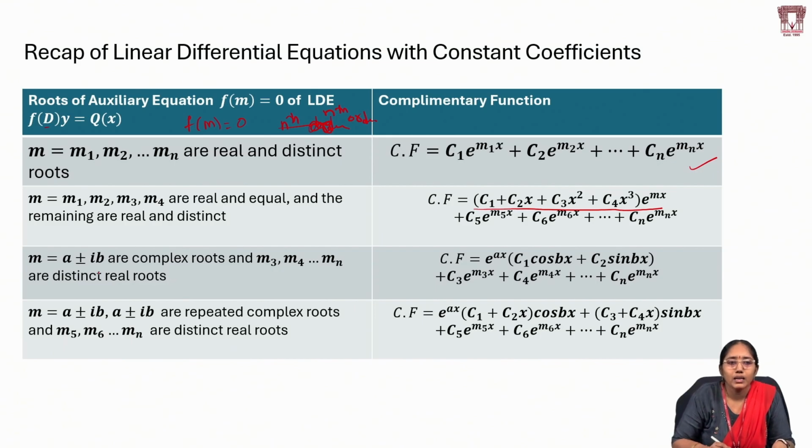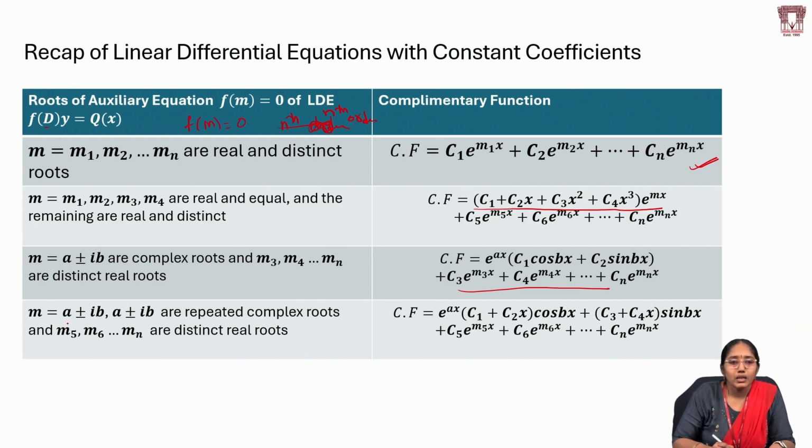Another case: m is a plus or minus ib, the complex roots. These are only two complex roots, and the remaining are distinct and real roots. In such a case, the complementary function is defined as e power ax into c1 cos bx plus c2 sin bx, plus c3 e power m3x and so on. Here also we observe the same pattern as the first method, because the remaining n minus 2 roots are distinct roots.